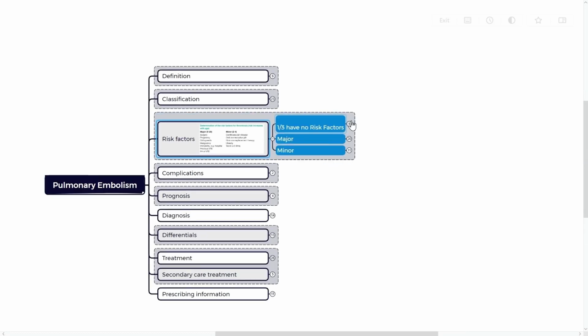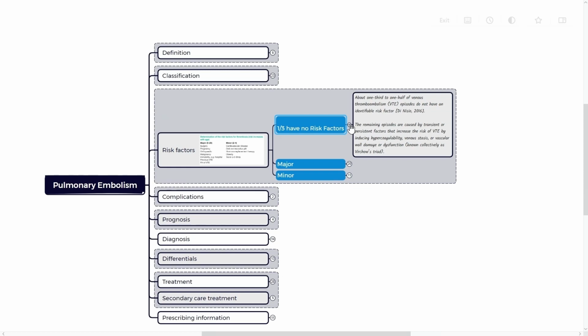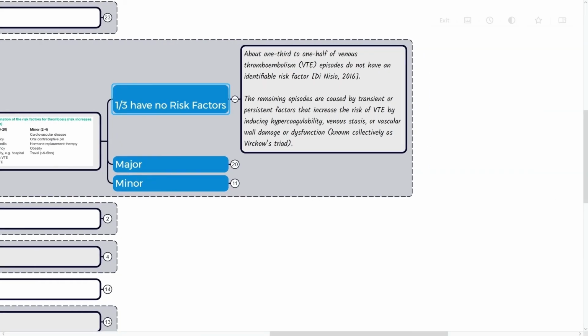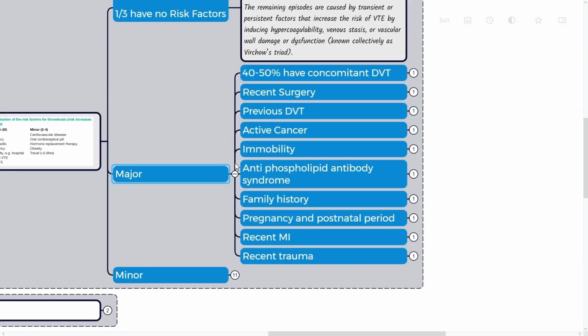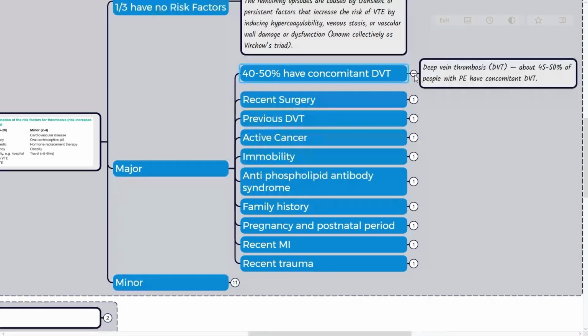1/3 of PE have no risk factors. The remaining episodes are caused by transient or persistent factors that increase the risk of VTE by inducing hypercoagulability, venous stasis, or vascular wall damage or dysfunction, known collectively as Virchow's triad. VTE is a risk factor in 50% of PE.